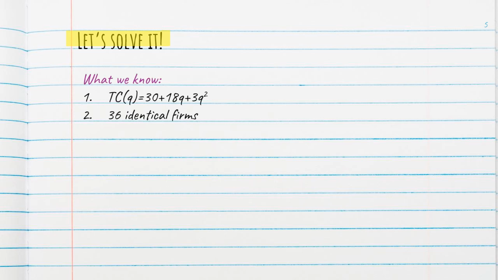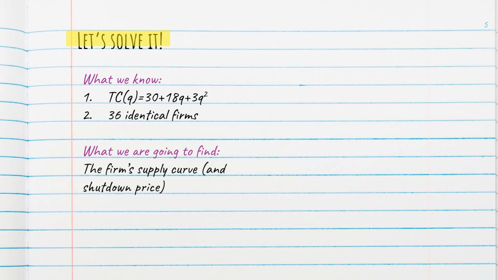Let's see how we solve this question. So we have the total cost function, and we also know there are 36 identical firms. And our goal is to first find the firm's supply curve as well as their shutdown price. And then using that firm supply curve, we'll be able to derive the market supply curve.